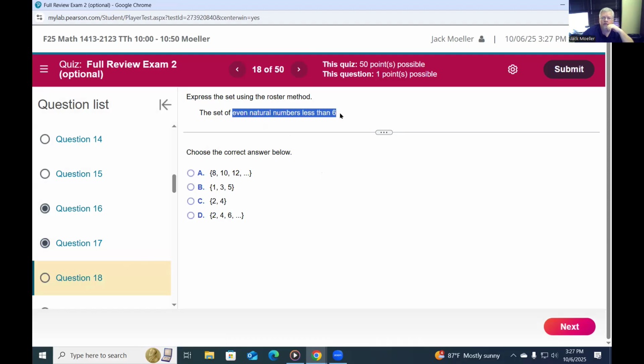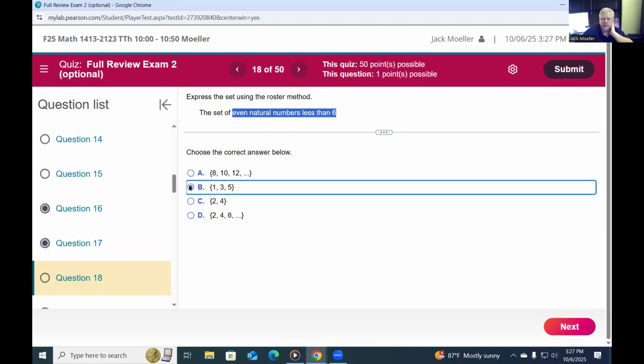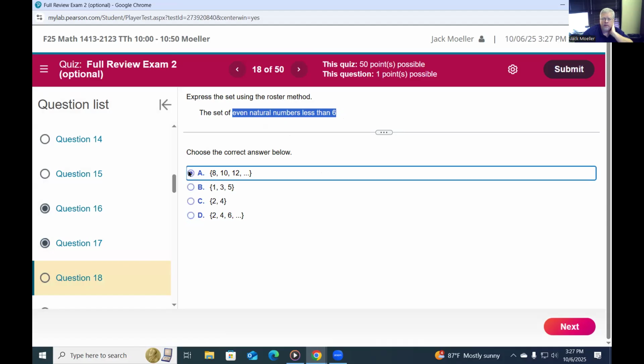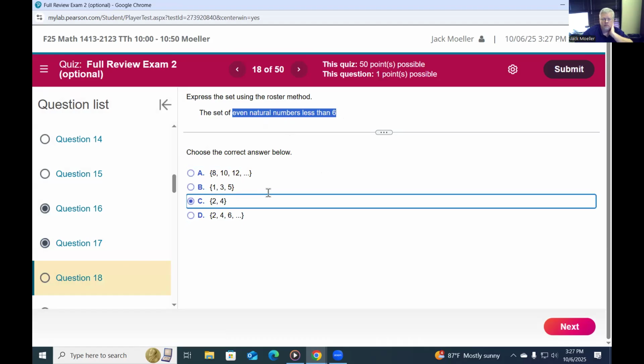Okay, set of even natural numbers less than 6. So less than 6 means no 6. So it can't be D. Can't be B because that's odd. Can't be A because those are greater than 6. So sometimes with multiple choice, you can figure out what the wrong answers are. Sometimes those might be easier than the right answers.